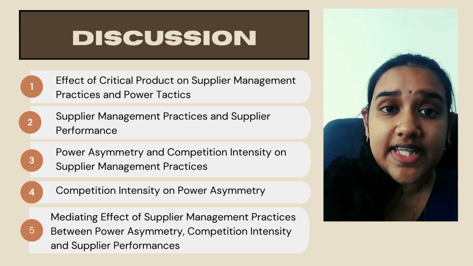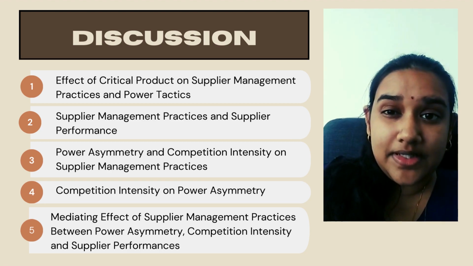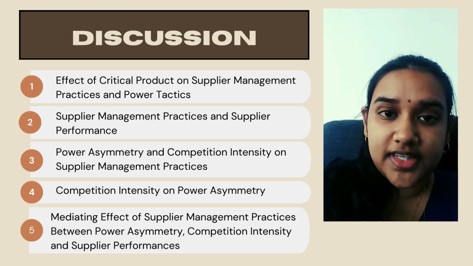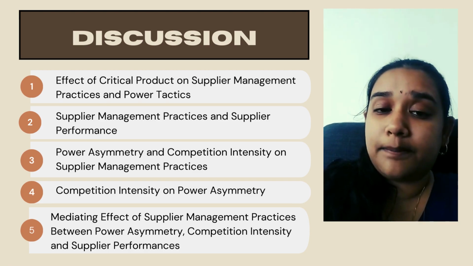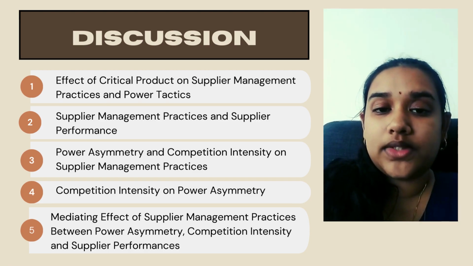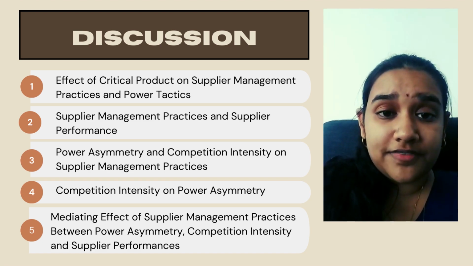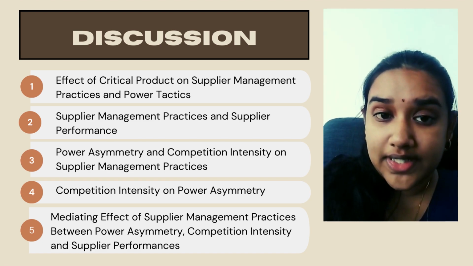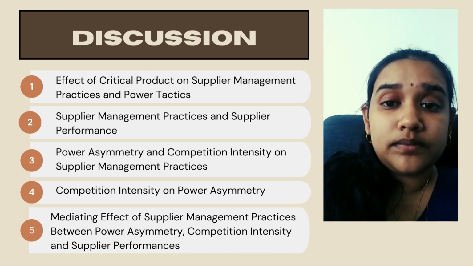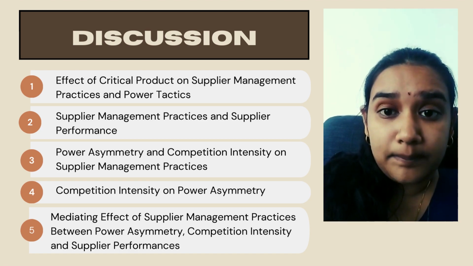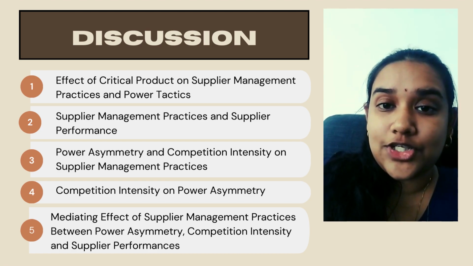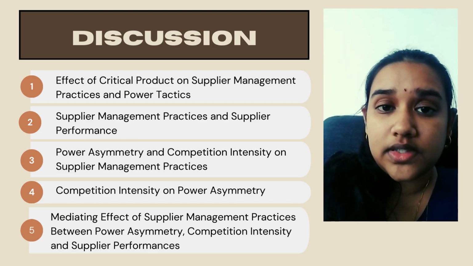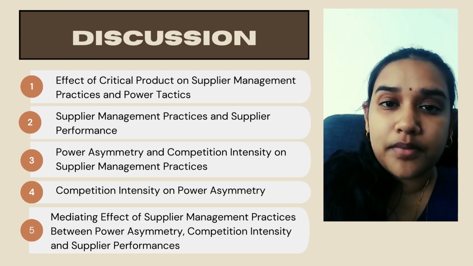There were five key sections that are elaborated upon as an interpretation of this study. Firstly, the effect of critical product on supplier management practices and power tactics. The findings of this study suggest that when a product is critical, the buying firm tends to rely more on suppliers and engage in cooperative buyer-supplier relationships in order to ensure the successful fulfillment of the product requirements.